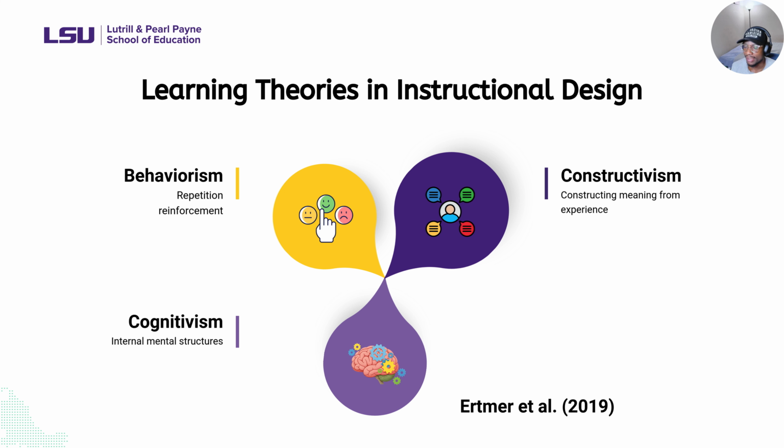So they came up with three learning theories: behaviorism, constructivism, and cognitivism. So behaviorism is essentially learning that is brought about by repetition and reinforcement. Cognitivism also engages the internal mental structures. And lastly, constructivism is the construction of meaning from experience.